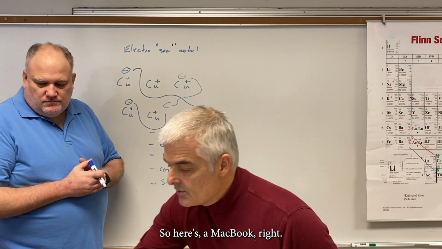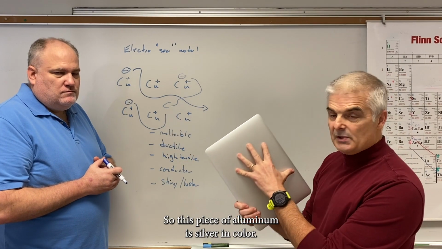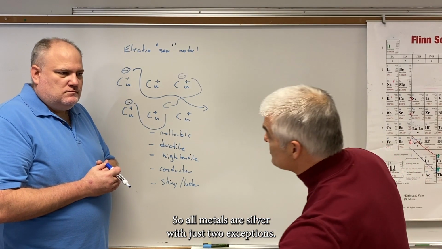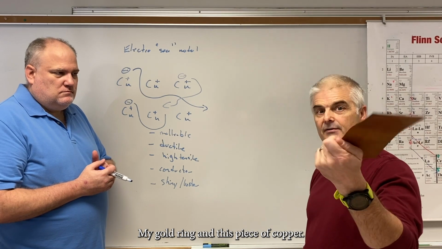Here's a MacBook. This is aluminum, so this piece of aluminum is silver in color. All metals are silver with just two exceptions, and we happen to have them right here: my gold ring and this piece of copper.